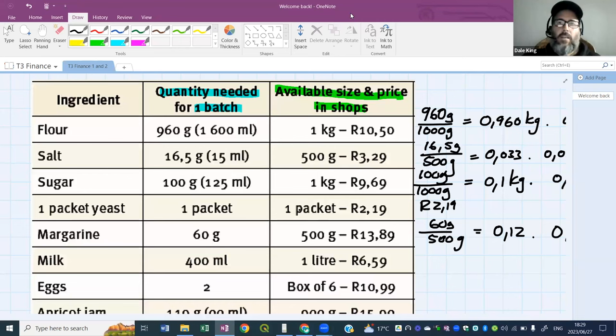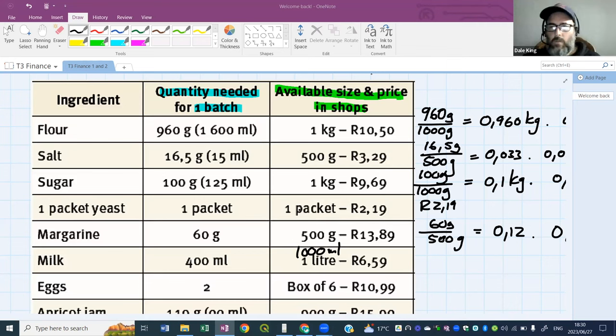Everyone should be frantically typing into chat there. 1 liter is how many milliliters? Everyone should be typing in 1,000 milliliters. All right, yes, 1,000 milliliters. Good. Yes, very good. Well done, Lisa Pandeka.